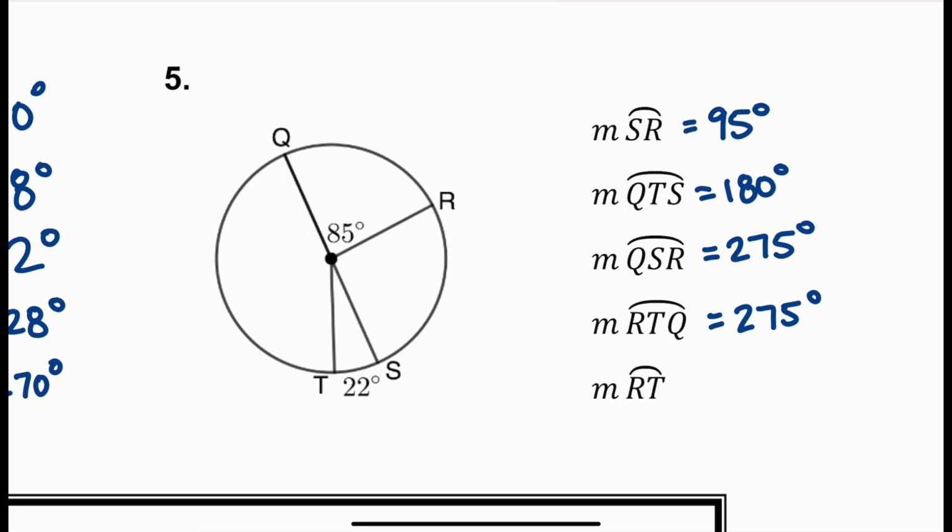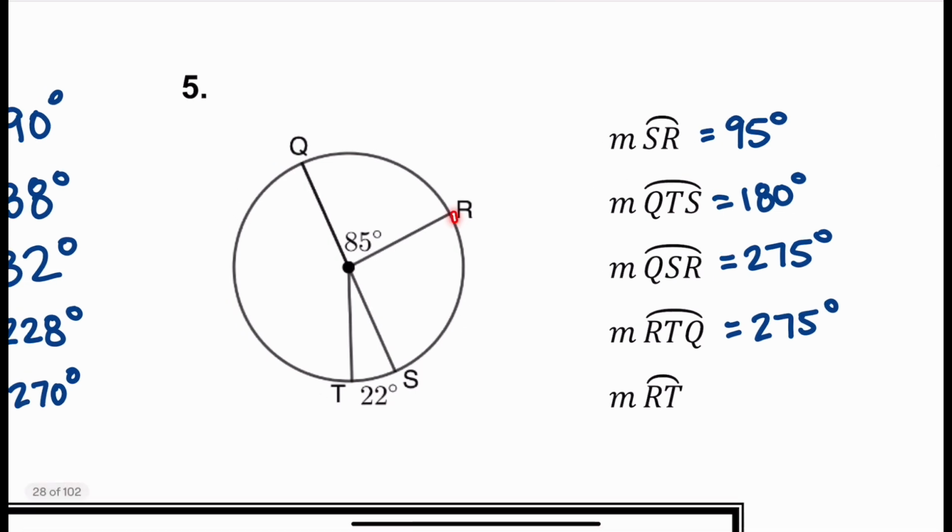Okay, R to T. Well, I know I've already found SR. It was 95. I already know they give us ST is 22. To find RT, all I have to do is add up 95 plus 22, and I get 117 degrees.